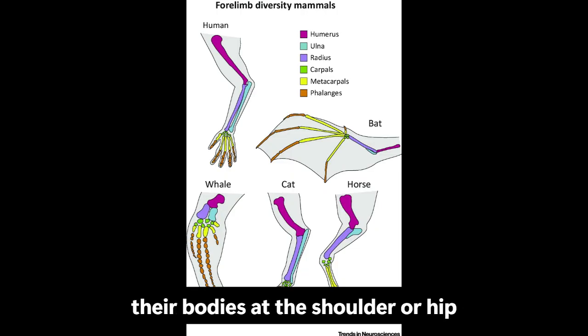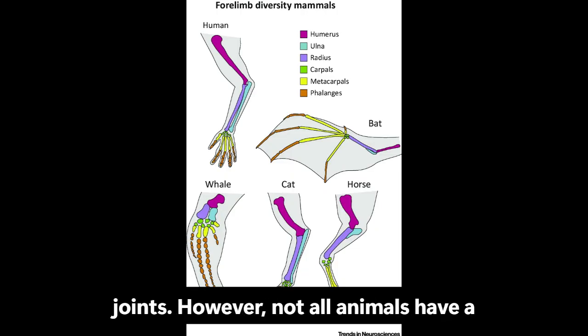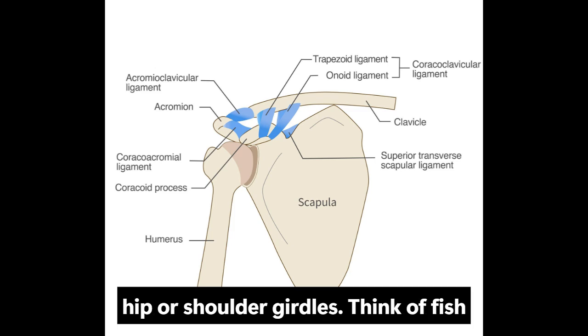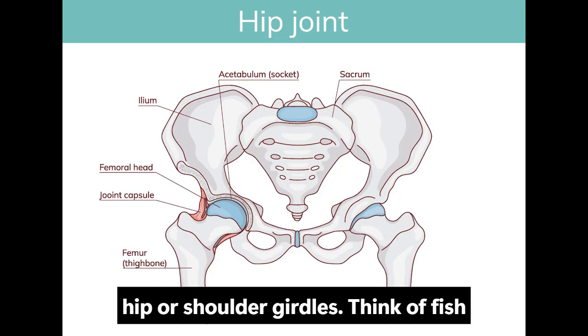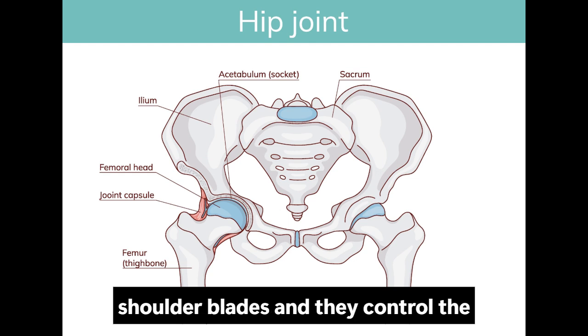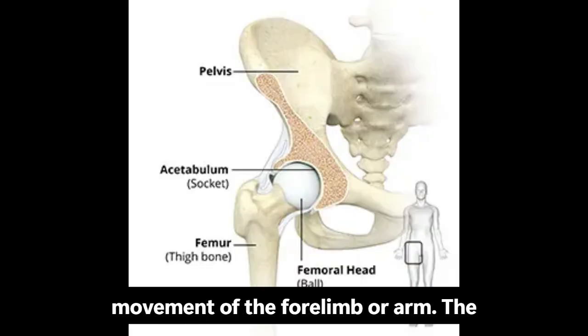Write number 4, shoulder blades, arms, legs, and hip bones. Many animals' limbs are attached to their bodies at the shoulder or hip joints. However, not all animals have hip or shoulder girdles. Think of fish and snakes. Muscles attach to the shoulder blades, and they control the movement of the forelimb or arm. The lower or back limbs, or legs, attach to the body at the hips. Have a look at the different vertebrate limbs in your book. See how similar the limbs in the different animals look.